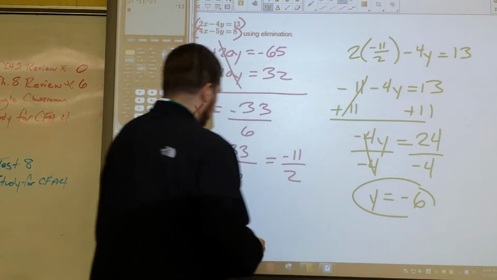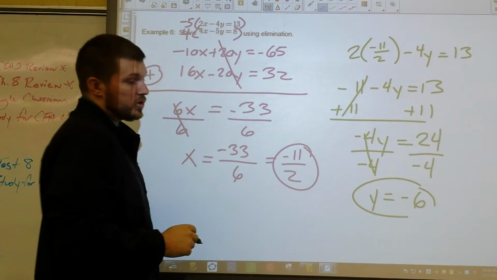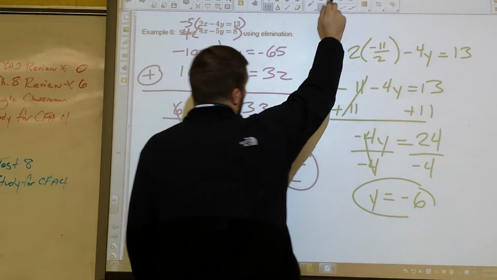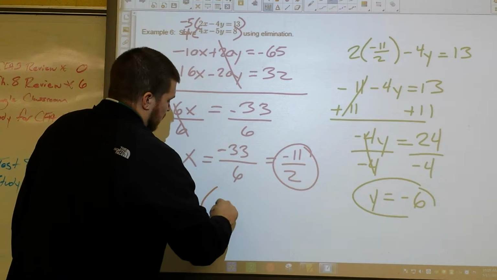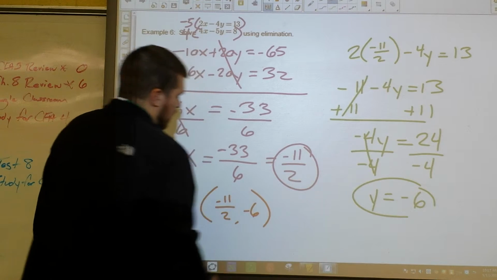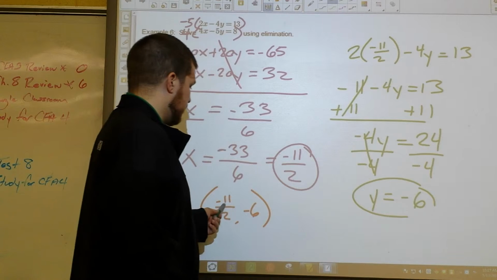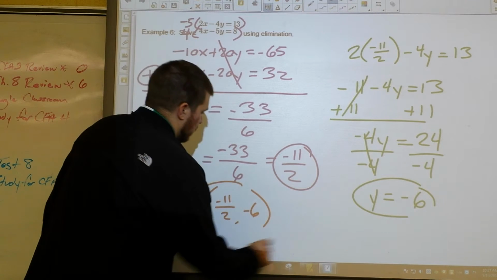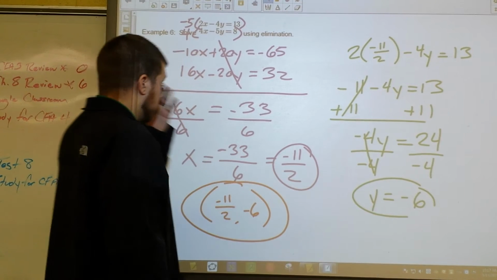Okay, so I have my values for each variable. So that means my one point of intersection for these two lines in my system is going to be at negative 11 halves, comma, negative 6. Again, fraction's okay, positive, negative, that's okay, decimal's okay, but this is my solution right here. Its solution is always an ordered pair, one solution or no solutions.